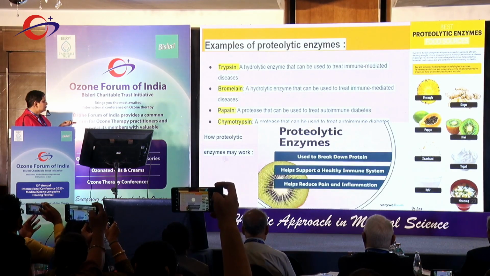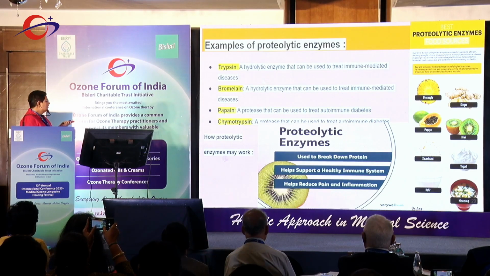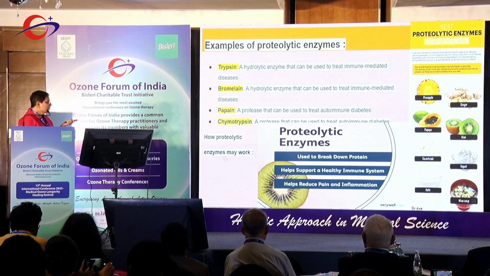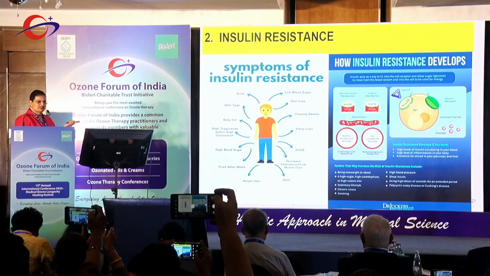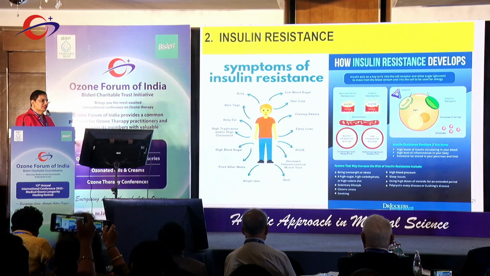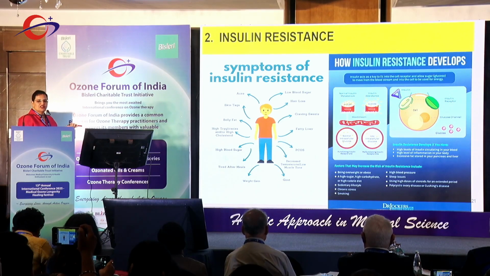We have trypsin, bromelain, papain and chymotrypsin. Please prescribe bromelain and papain and chymotrypsin to your patients in order to lower the activated T cells. Insulin resistance. The key to lowering or reversing diabetes is going to be the insulin resistance.